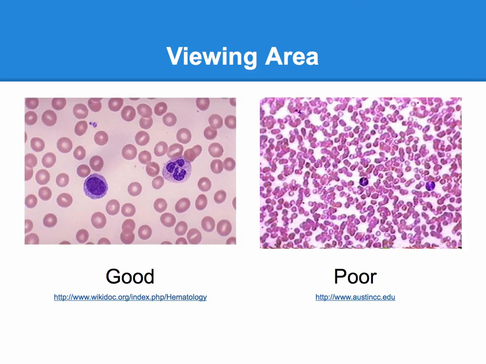Here are examples of viewing areas. The example on the left is good as there is space between the cells and they are not overlapping, while the right view is the opposite. It is important to have a good viewing area to be able to distinguish between red blood cell morphologies, blood elements, and to detect anything abnormal in the smear. The image on the right is a poor view, where you are drifting away from the feathered edge and the cells are too squished together in the viewing area.